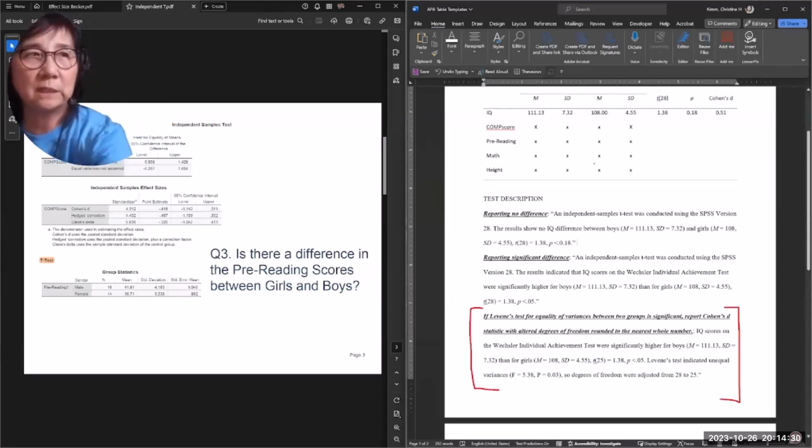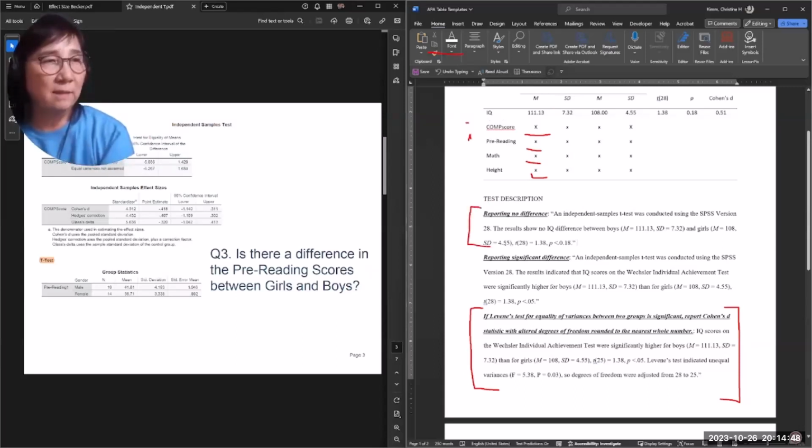This week's assignment is to fill in all these four variables. You have to write a text description of each variable: if it is not significant, you write this way, and if it is significant, then you do that. Decision making is based on this one, which is supposed to be less than 0.05.